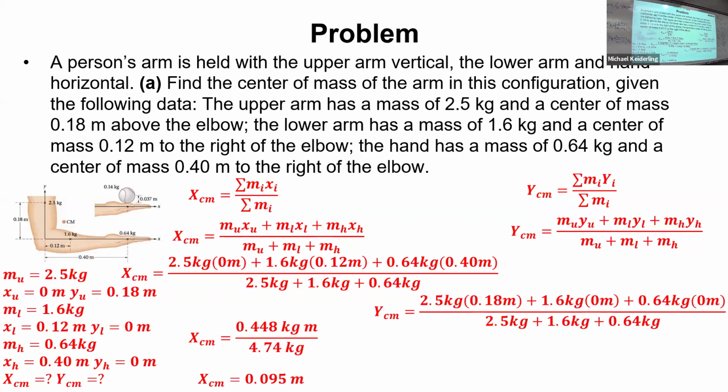So that's 2.5 kilograms times 0.18 meters plus 1.6 kilograms times 0 meters plus 0.64 kilograms times 0 meters over 2.5 kilograms plus 1.6 kilograms plus 0.64 kilograms. So that's 0.45 kilogram meters over 4.74 kilograms, which is also 0.095 meters, rounded to two significant figures. This is ever so slightly higher than this, but it rounds to the same value to two significant figures.